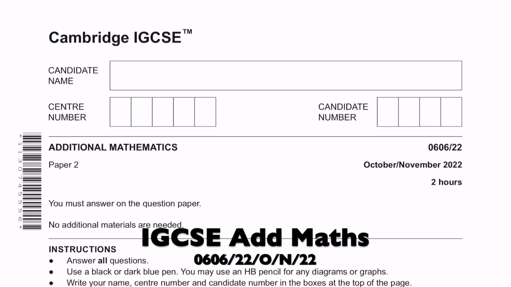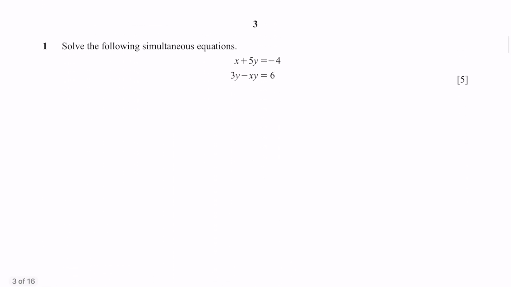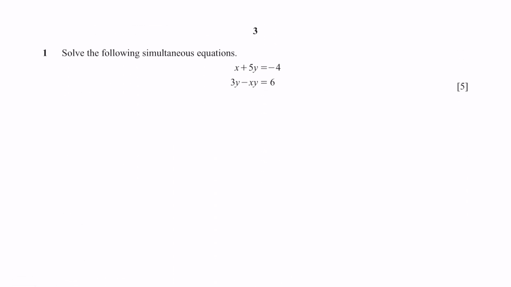Hi guys, today we're going to be looking at Cambridge IGCSE Additional Mathematics, October-November 2022, paper 2-2. So we're going to start now. First question is about simultaneous equations. So we have two equations here. We can call it 1 and 2.